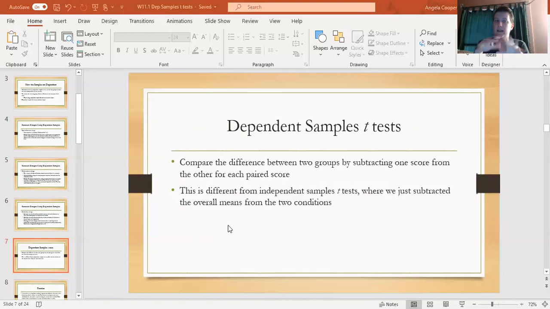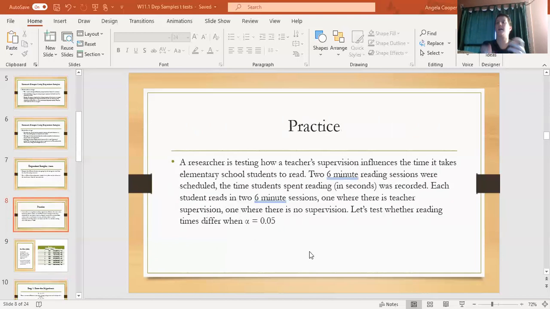So a dependent samples t-test, when we're calculating it by hand, is done through difference scores. Again, the difference of just one group minus the other. One individual score the first time minus the same individual score the second time, or the first condition they're in minus the second condition they're in, whatever our test is setting it for. So as a practice, let's get an idea of what dependent samples t-tests look like. A researcher is testing how a teacher's supervision influences the time it takes elementary school students to read. 2 6-minute reading sessions were scheduled.